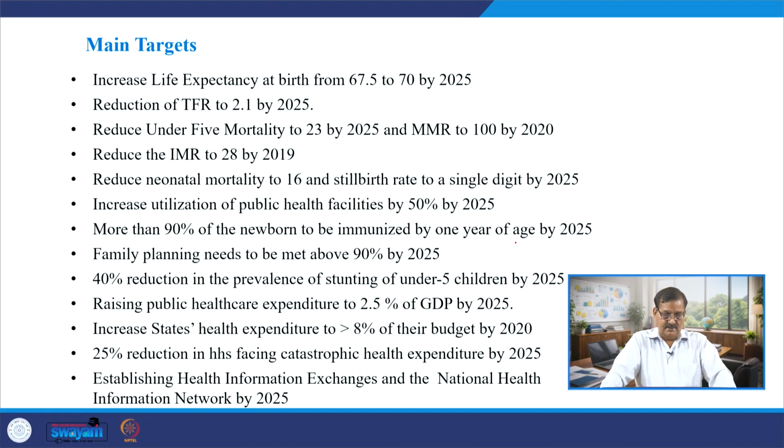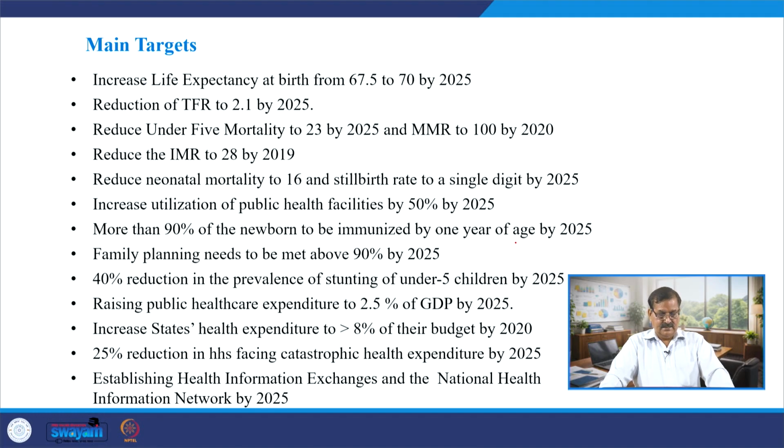Reduce neonatal mortality to 16, and stillbirth rate to a single digit by 2025. Increase utilization of public health facilities by 50% by the end of 2025. More than 90% of newborn babies to be immunized by 1 year of age by 2025. Family planning needs must be met for above 90% of households by 2025.